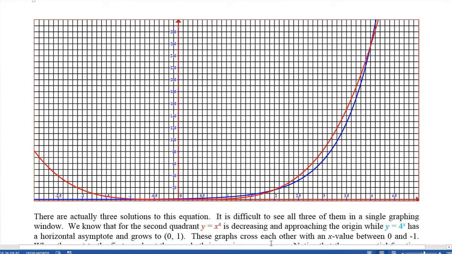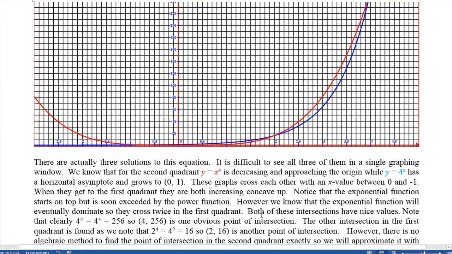Okay, there's also another one that's sort of easy to find once you think about it a little bit. It's right around 2 here. In fact, it's exactly 2. Plug in 2, you get 2 to the fourth equals 4 to the second. Those are both 16. So that point is (2, 16).